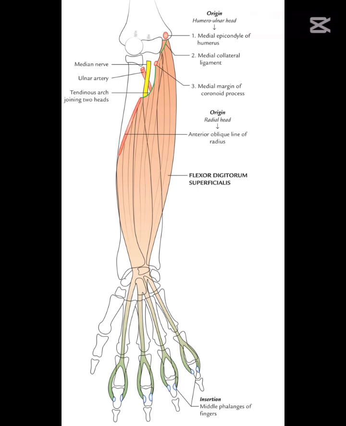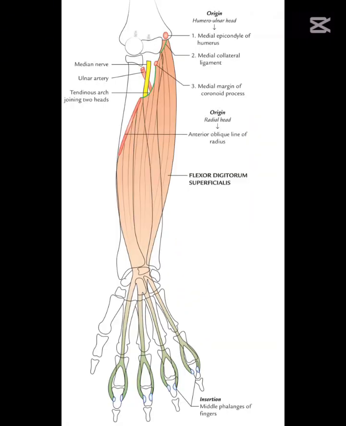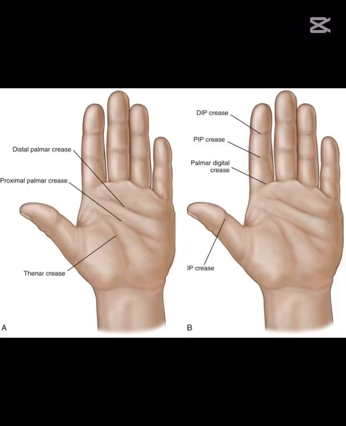So where is it inserting? Very simple. It crosses the wrist, and when it crosses the wrist, it is inserting on the middle phalange of the fingers. You are seeing it on your screen, the middle phalange in the middle. So in our fingers we have three parts: the proximal phalanx, the middle phalanx, and the distal phalanx. They are divided by creases. What is a crease? Crease is those black lines in your hand.